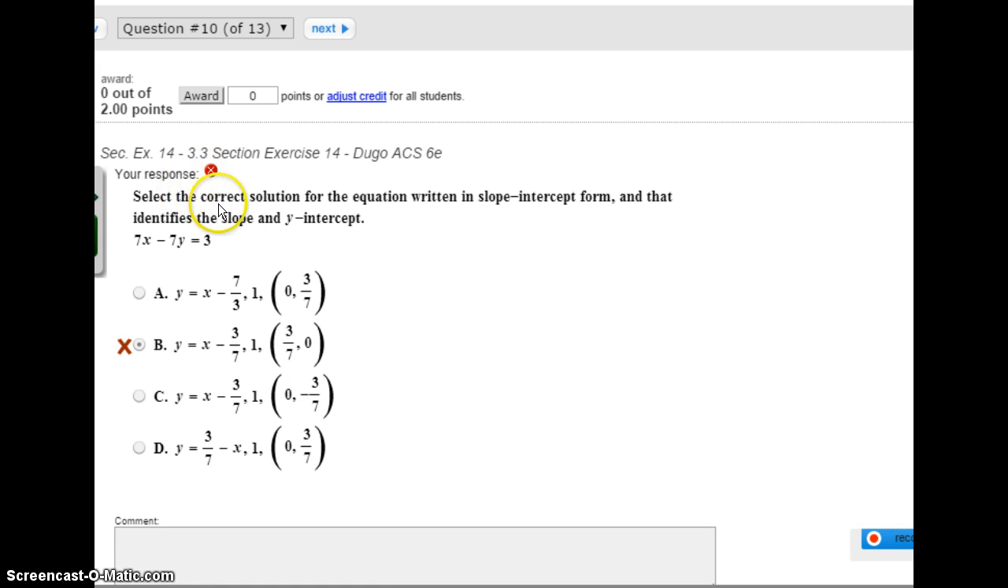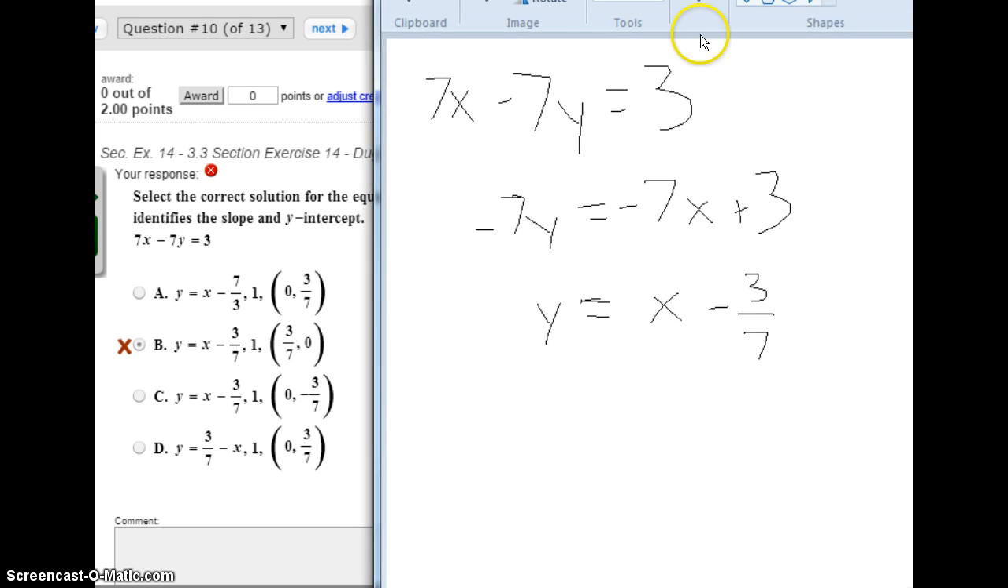To look at this one, first we have the equation written in standard form, and they want us to change it to slope-intercept form, which means get the y by itself, and then identify the slope and the y-intercept. So I've worked it out here. You would start by subtracting this from both sides.